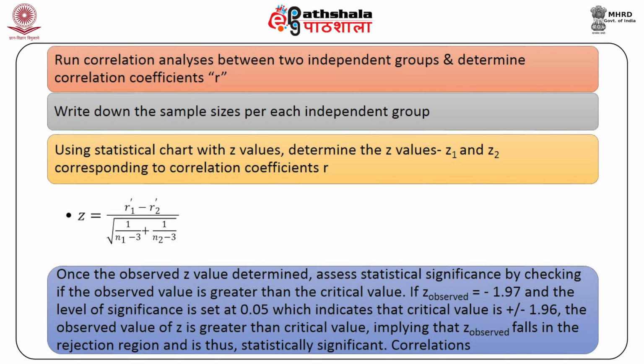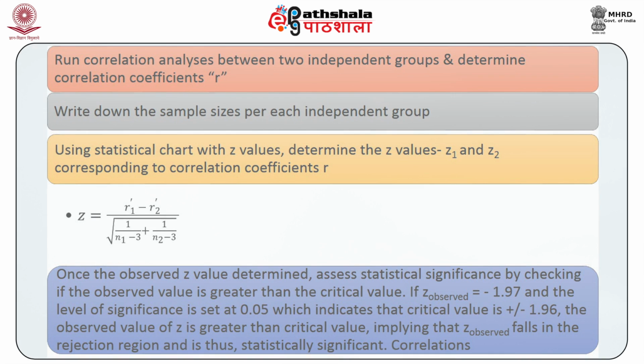Once the observed Z value is determined, we assess the statistical significance by checking if the observed value is greater than the critical value. If the observed Z value, that is the calculated value, is equal to minus 1.97 and the level of significance is set at 0.05, which indicates that the critical value is plus minus 1.96, the observed value of Z is greater than the critical value, implying that Z observed falls in the rejection region and thus a statistically significant difference in correlation is there.